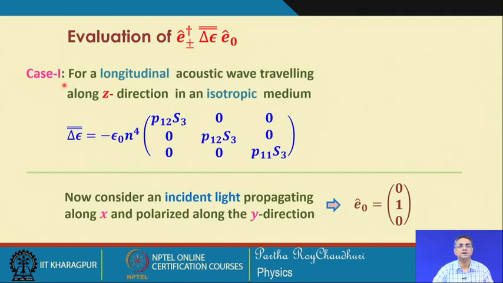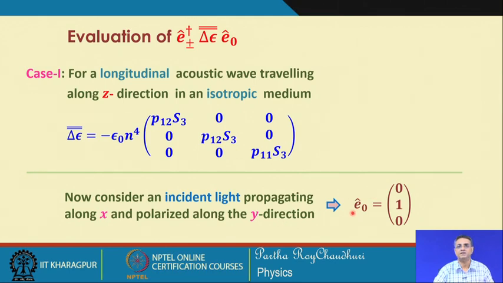So, let us see that now the case which we are studying is a longitudinal acoustic wave, which is traveling along the z direction, and we find that the change in the permittivity tensor has this form for this particular case. So, they have only the diagonal elements. And so, now the example is, let us consider an incident light wave, which is propagating along x and polarized along y direction.